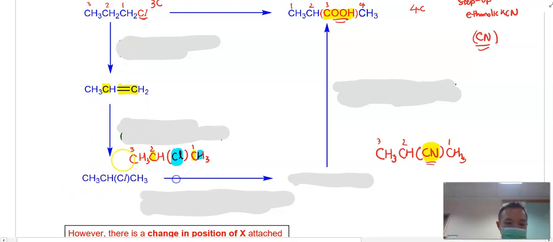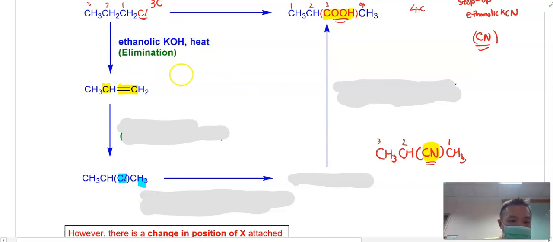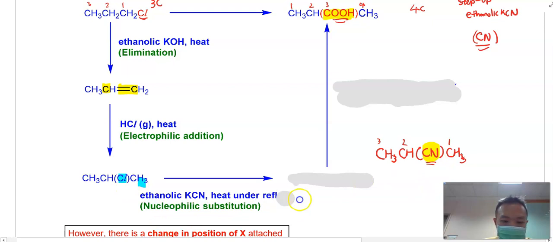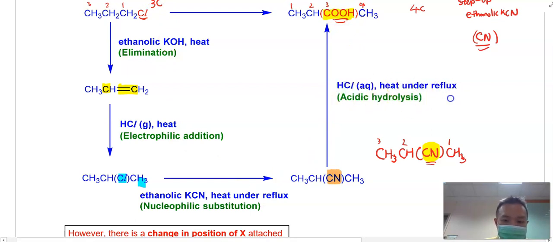Alright, it's possible to get this compound. First of all, let's take a look at how to chemically get the alkene. We use elimination, ethanolic KOH or alcoholic KOH, heat. Then to add HCl, of course we just use HCl gas and heat, we have electrophilic addition. Converting the Cl to a CN is a nucleophilic substitution reaction. We use ethanolic KCN, heat under reflux. That's the compound we get. And to convert the CN to COOH, basically we do acidic hydrolysis, HCl, heat under reflux.